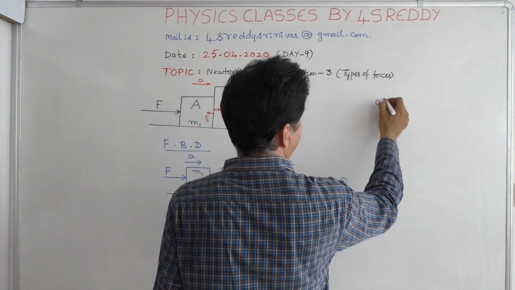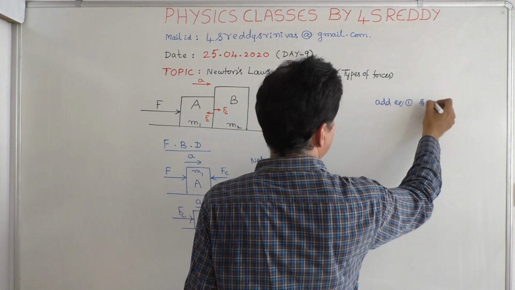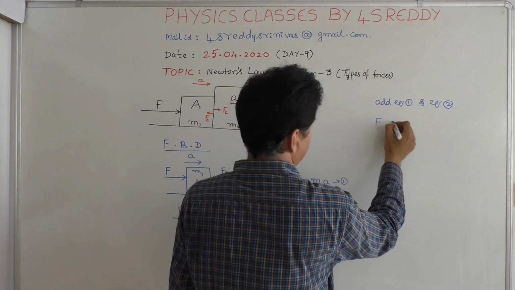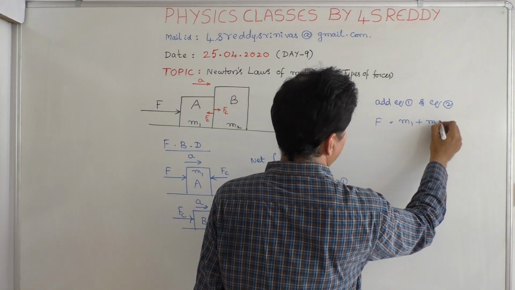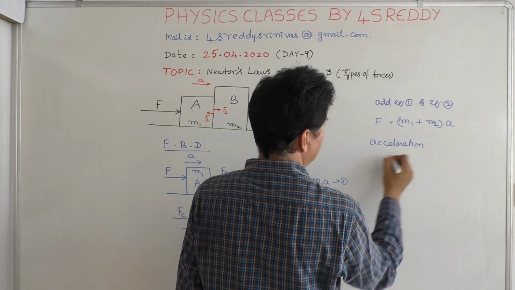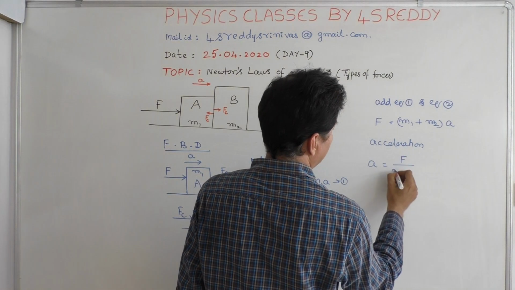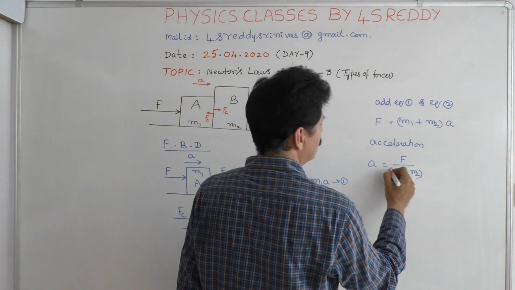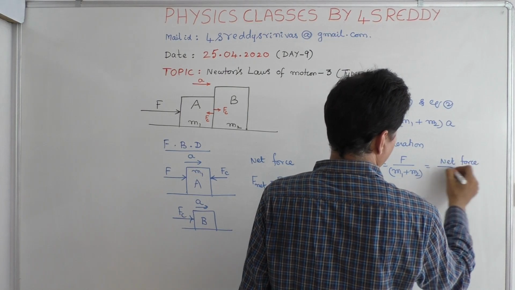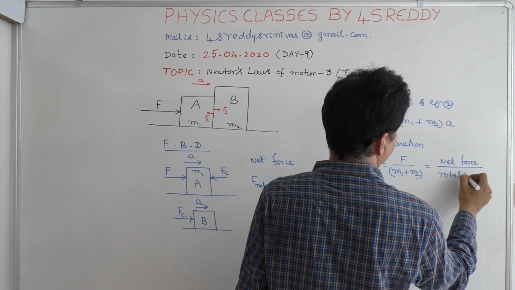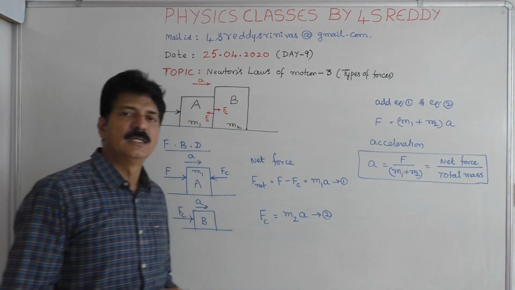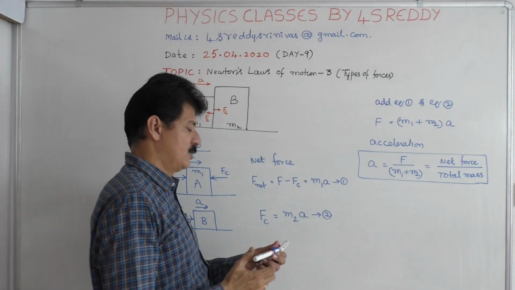So add equation 1 and equation 2: plus Fc minus Fc cancelled. F equals M1 plus M2 into a. Therefore acceleration a equals F by M1 plus M2. That is the net force by total mass. If you know the net force by total mass, that will give you the acceleration.